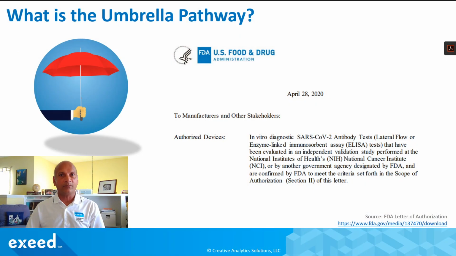What is the umbrella pathway? FDA came out with this authorization pathway in late April, and it applies to antibody tests using lateral flow or ELISA techniques. But the key requirement, as highlighted here, is an independent validation study performed at the NCI or another agency designated by the FDA.